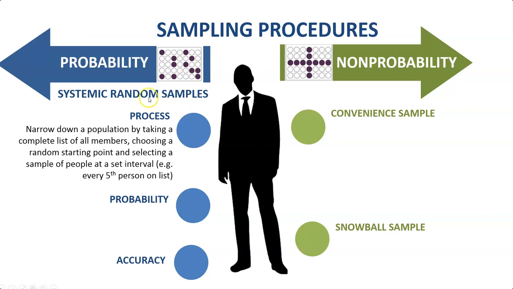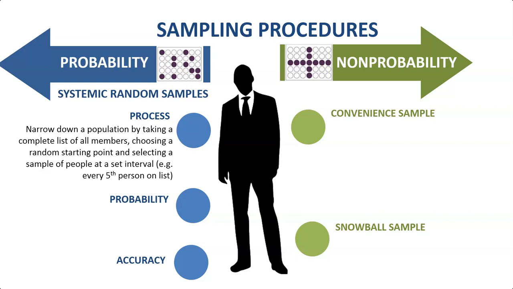So let's take a look first at something called random samples. So random sample, the process involves narrowing down a population by taking a complete list of all the members, choosing a random starting point, and then selecting a sample of people at a set interval. So for example, every fifth person on a list.